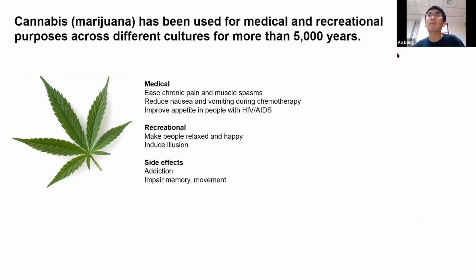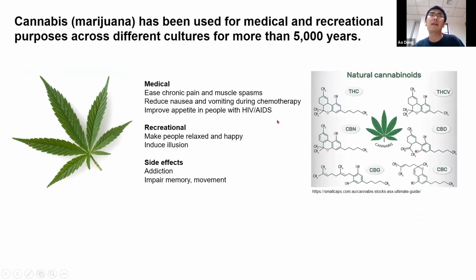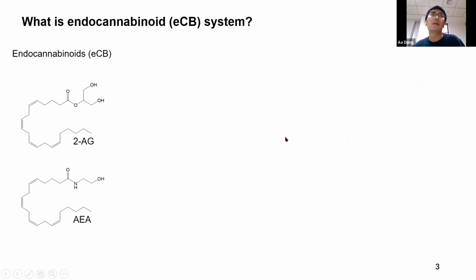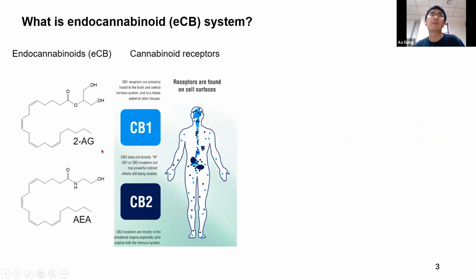And this plant has this effect because it has these molecules we call cannabinoid, for example, the tetrahydrocannabinol, THC. These molecules can actually hijack our body's endocannabinoid system to exert their function. So what is the endocannabinoid system? This system is composed of the endocannabinoids, the endogenous cannabinoids in our body, mainly two molecules, 2-AG and AEA, and also the receptors, CB1 and CB2.